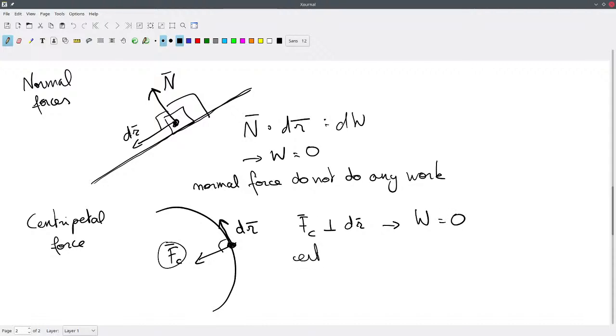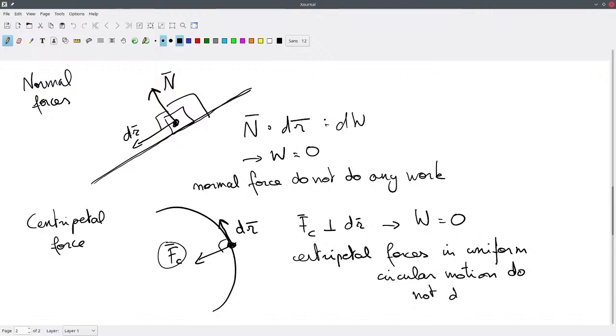So centripetal forces in uniform circular motion do not do work. Why do I stress here that this is uniform circular motion?